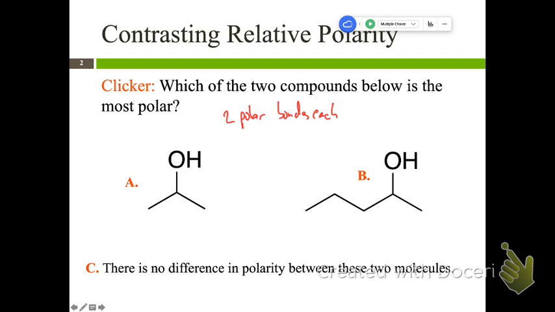Okay, so what did you say? Well, we said A is going to weigh less, the molecule. So it's less weight, and then the dipole is more localized in one direction. On one side of the molecule, you mean? Okay, so based off of that, which one do you think is more polar? We said A. Okay, should we look at the clicker responses?